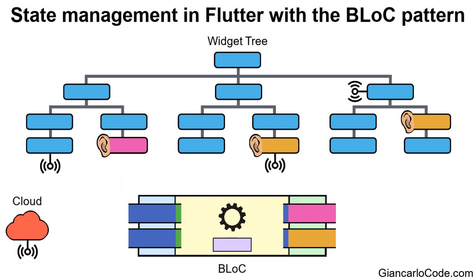A source other than widgets, in this case a cloud, can also add events to the bloc. An event that is added to the bloc may not generate any output. And finally, an event that is added to the bloc can generate multiple outputs.